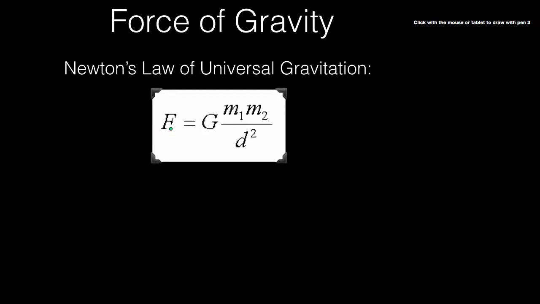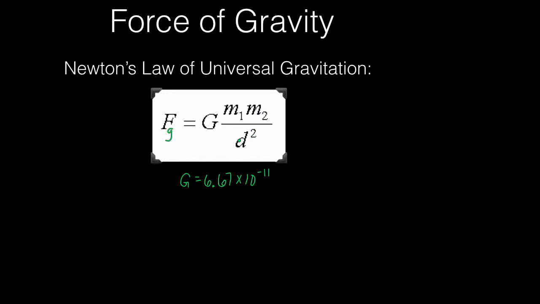And so force of gravity, if we put a little sub g here, is equal to big G, which is the universal gravitational constant. It's a number, and it equals 6.67 times 10 to the minus 11. And you times that by the mass of one of the objects, times the mass of the other object, and you divide it by the distance between them squared.